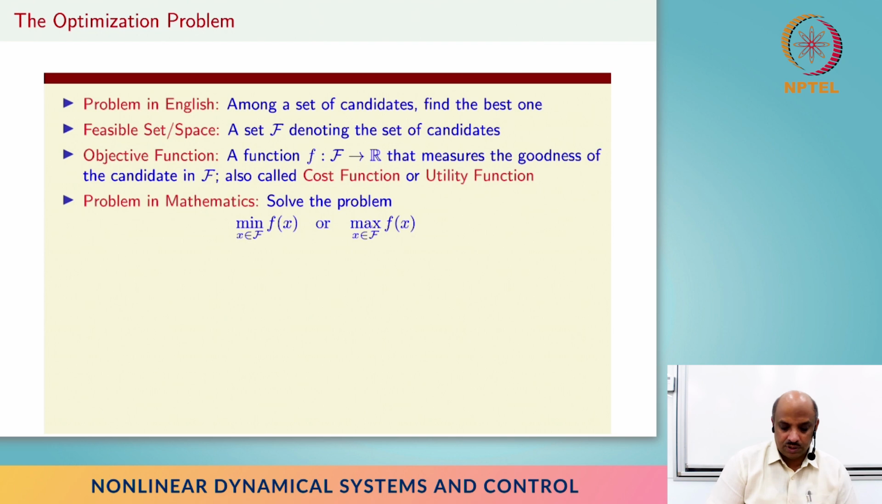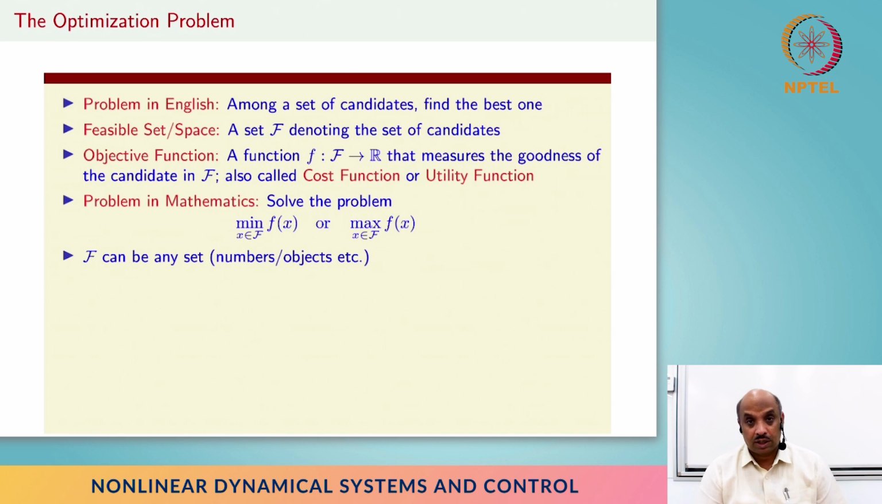So in the language of mathematics, then this problem can be stated as: minimum, over all x in the set F, minimize this function f of x, where f is of course the objective function, or sometimes we may wish to do maximization, right? So F can be anything. F can be a set of numbers, a set of objects. They can be a set of discrete objects, a set of continuous ones. Color, for example, could be a very continuum of colors and things like that. So it could be a continuum of some abstract objects. It could be discrete objects, right?